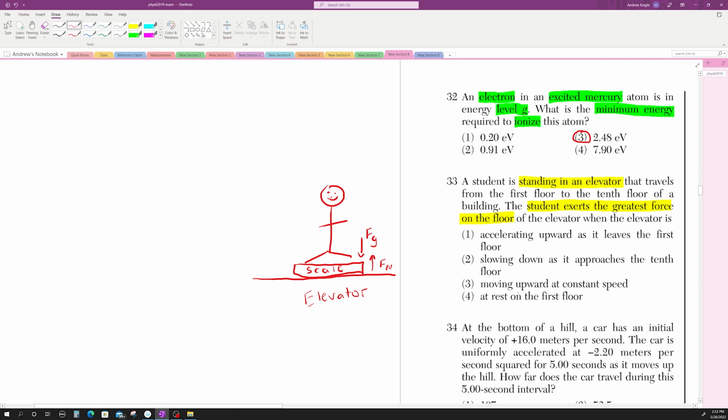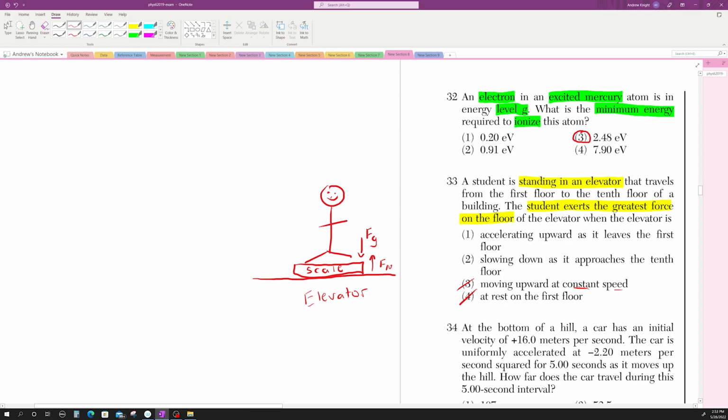So let's see, at rest. Well, if everything's at rest, everything's balanced, so that doesn't make sense. If we're moving at a constant speed, everything again is in equilibrium or balanced, so that doesn't make sense. So 3 and 4 immediately are eliminated.